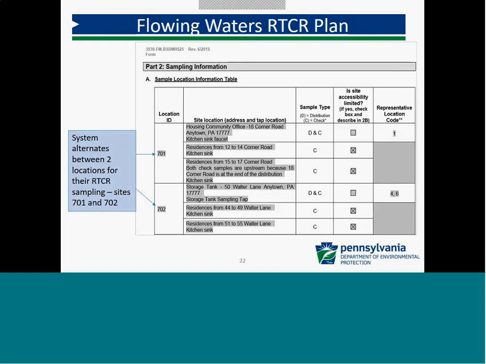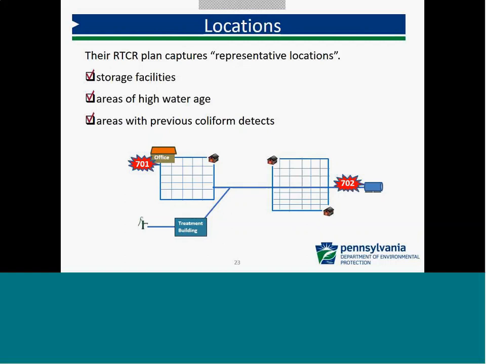So here's their RTCR plan. Remember I said take a look at your RTCR plan first. And here they have listed 701 and 702. And the other pieces here, remember, are their check sample locations. Those are needed under RTCR. Nothing needs to be identified like that for the DRR. So there's their two locations that they alternate between. And they determine these are good representative locations: storage facilities, areas of high water age, an area with previous coliform detects. But they only sample once per month for coliforms since they're a small system.